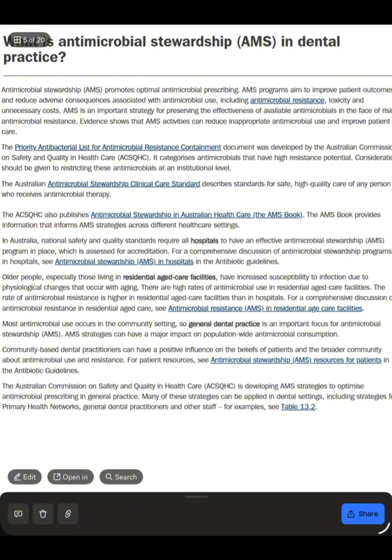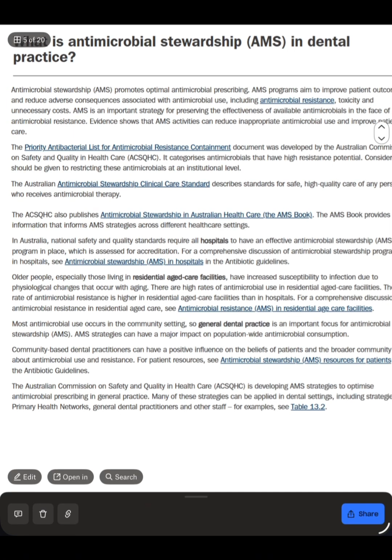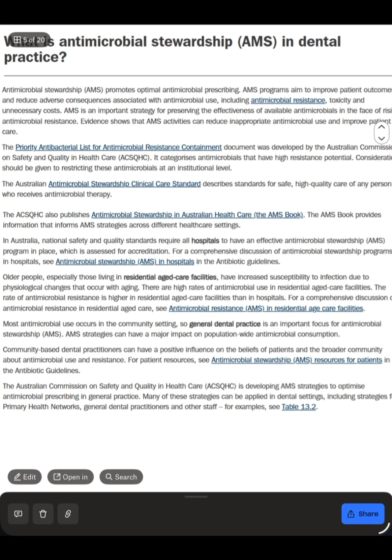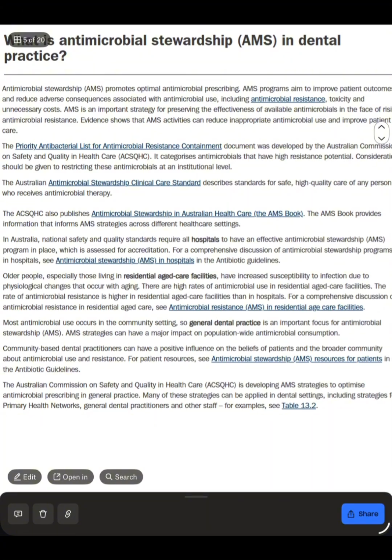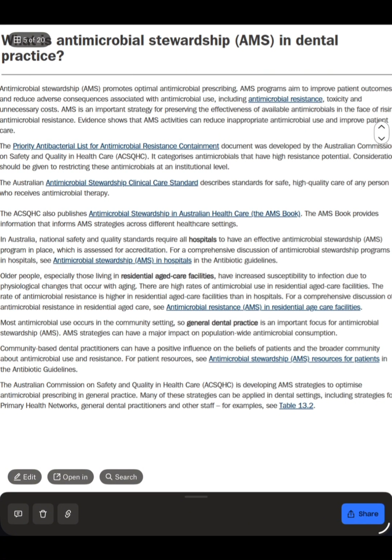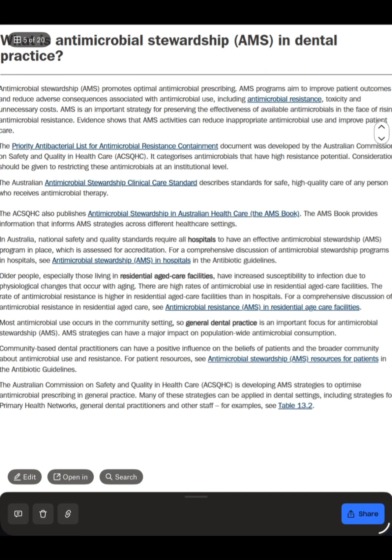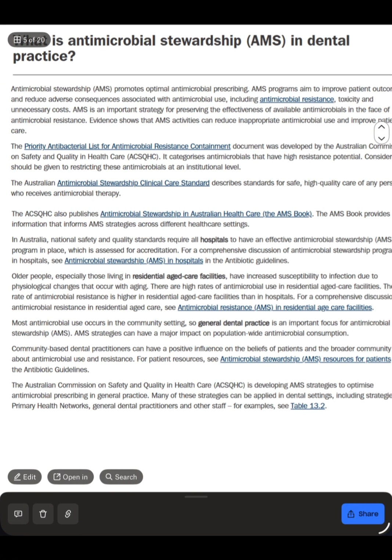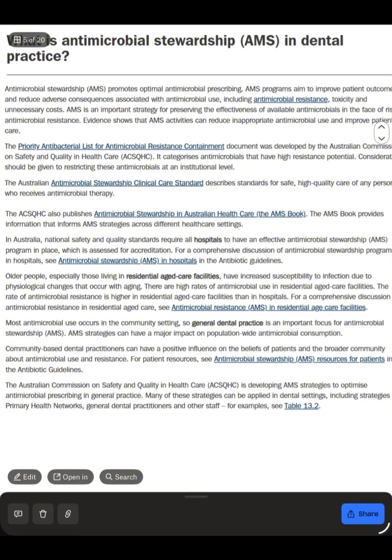Most antimicrobial use occurs in community settings, so general dental practice is an important focus for antimicrobial stewardship. AMS strategies can have a major impact on population-wide antimicrobial consumption. Community-based dental practitioners can have a positive influence on the beliefs of patients and the broader community about antimicrobial use and resistance. And for patient resources, see AMS resources for patients in the antibiotic guideline.